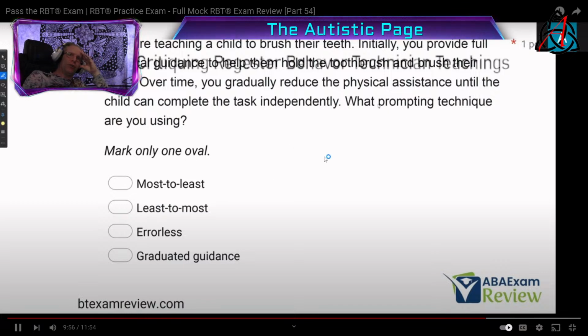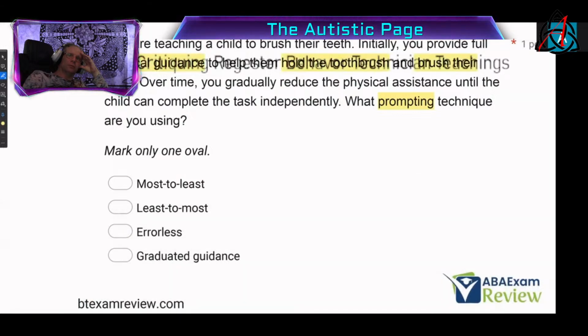Right, so we have a prompting question. Remember, prompts can go in hierarchies, and we have different strategies for prompting. In this case, we're teaching teeth brushing, and we are providing full physical guidance to hold the toothbrush and brush the teeth. So this looks like some full physical prompting to begin. But over time, what are you doing? Well, you're reducing physical assistance gradually.